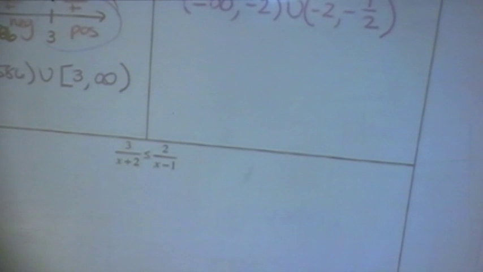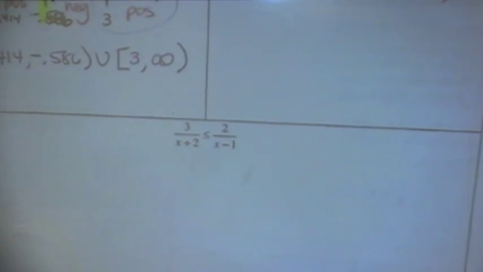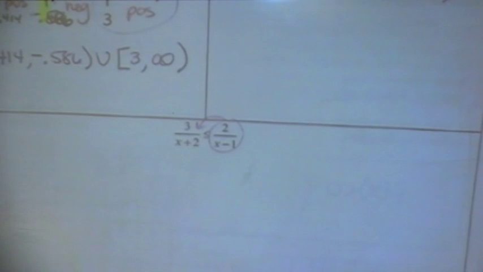Alright, so now this one looks a little bit crazy and messy. But it's actually not, it's going to be the same type of problem. What we're going to do first is move this over so that we can set our inequality sign less than or equal to 0. And then it'll be like we're used to. So 3 over x plus 2 minus 2 over x minus 1 is less than or equal to 0.